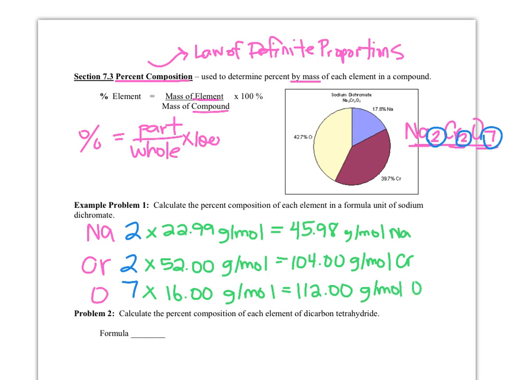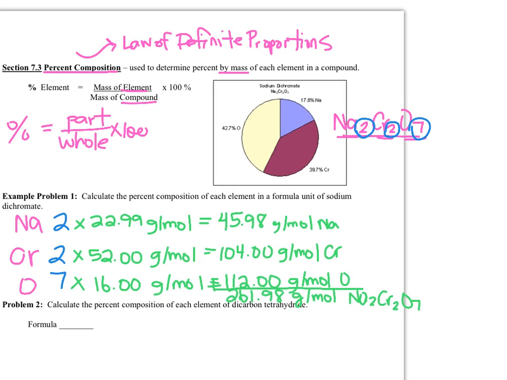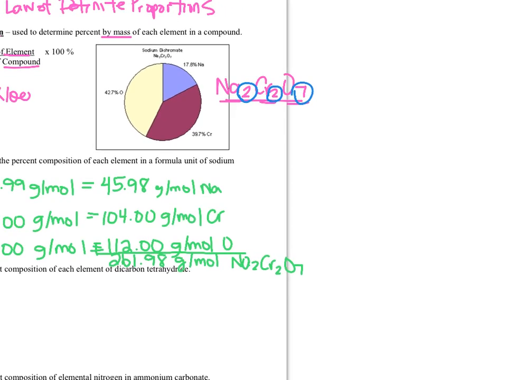of oxygen. So then to find a percentage, we need to find the whole mass. So we're just going to add all those up because we want the whole mass of the whole compound. So if I add up 45.98 plus 104 plus 112, I get 261.98 grams per mole of the whole thing, right? Na2Cr2O7. So a percentage is super easy. So to set up your percentage, I'm just going to scroll over here because I write a little bigger when I do this. Your percentage is really easy.